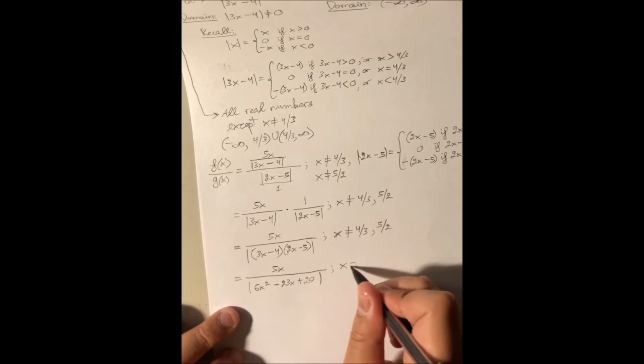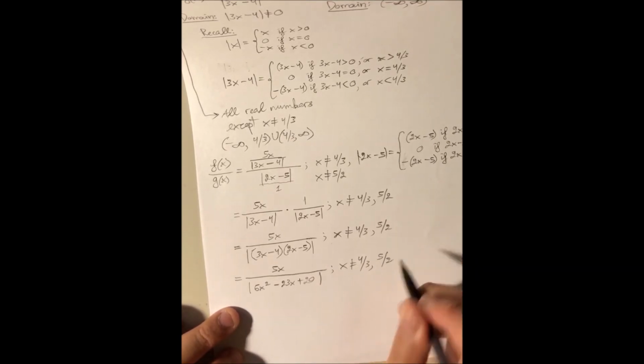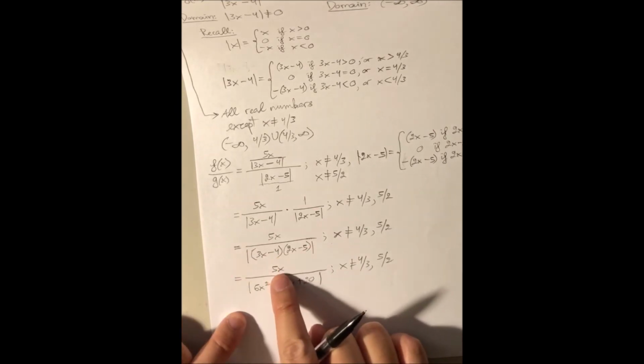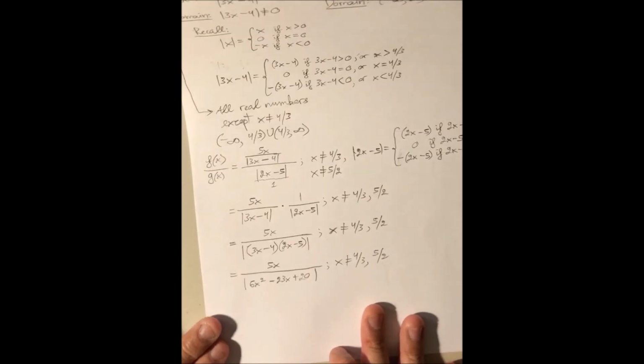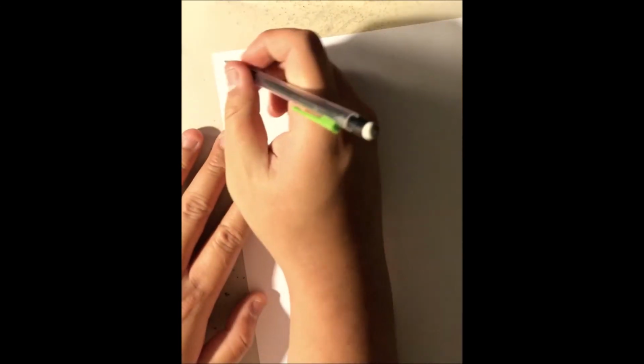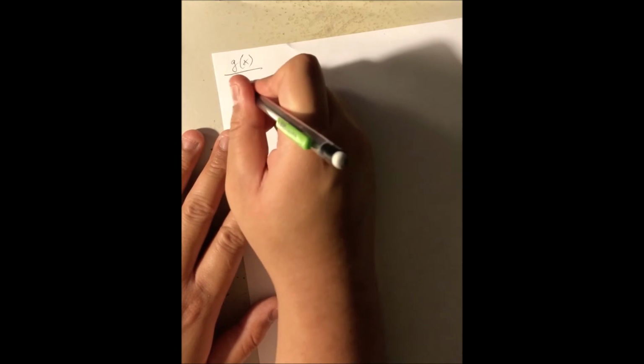And of course, restrictions are still the same, because from here to here, it's just flipping it out while keeping the numerator the same. So that's f over g of x. Now what about g over f of x? Well, let's see. g of x over f of x.